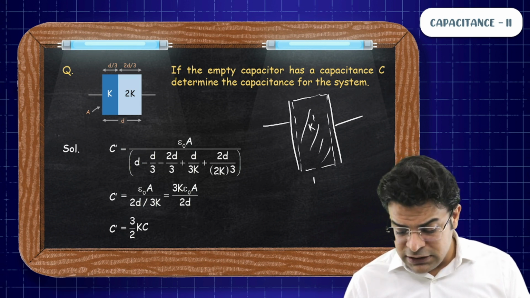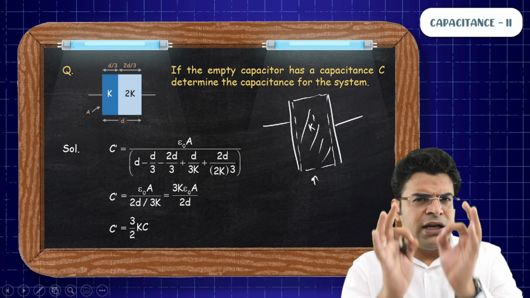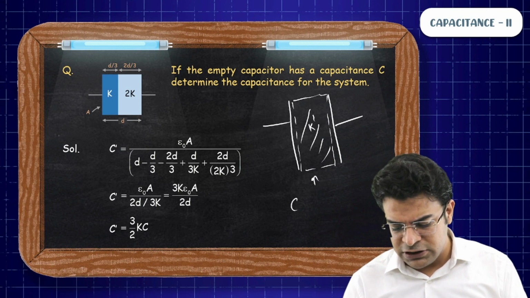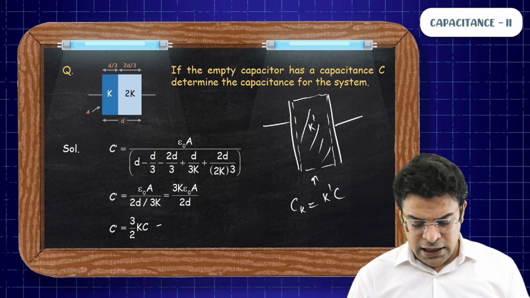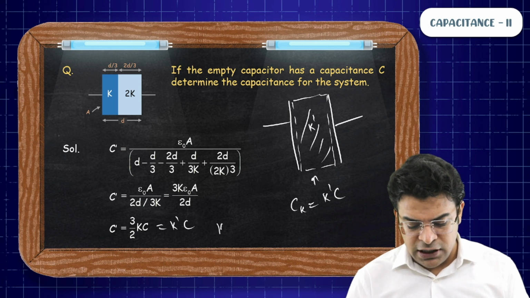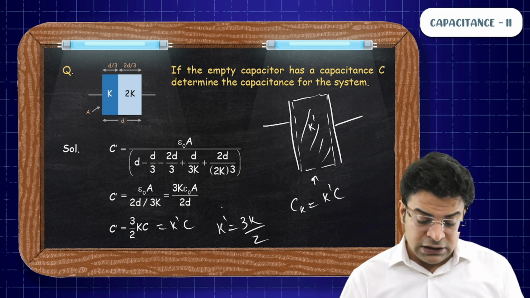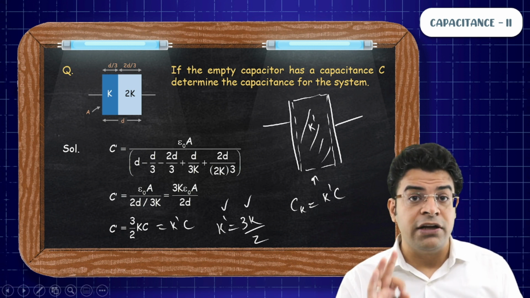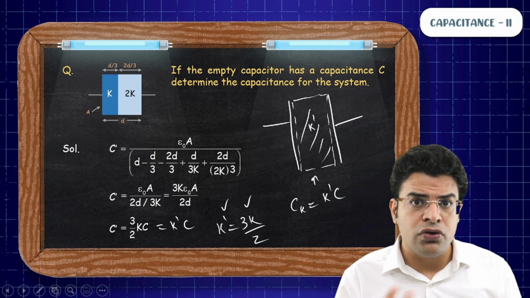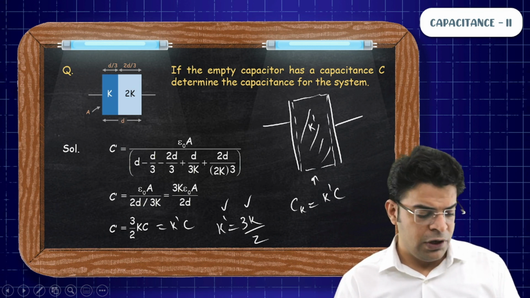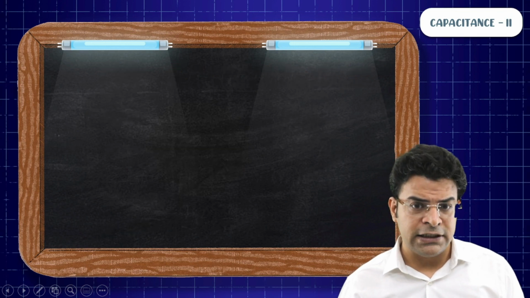So on inserting the entire region with a single slab of dielectric constant K dash, we know that the new capacitance will be K dash into C. So you can say that this equals K dash into C. So the equivalent dielectric constant comes out to be 3K by 2. This type of question has also been asked in competitive examinations already, so you should know how to find the equivalent dielectric constant as well. Let's move on to the next example.